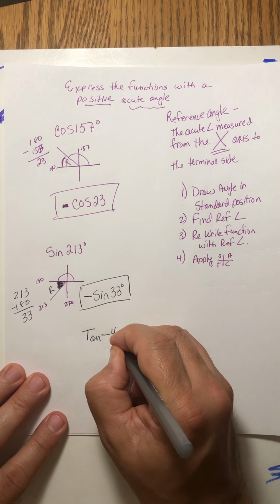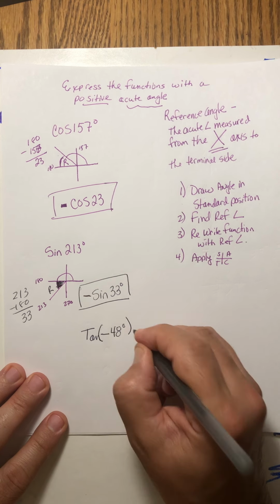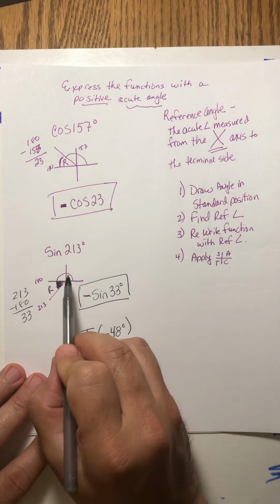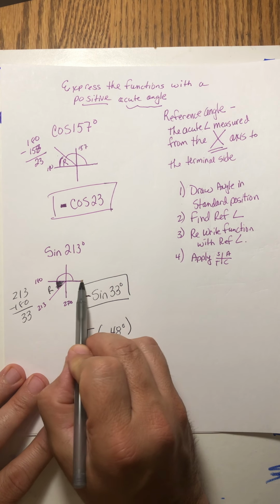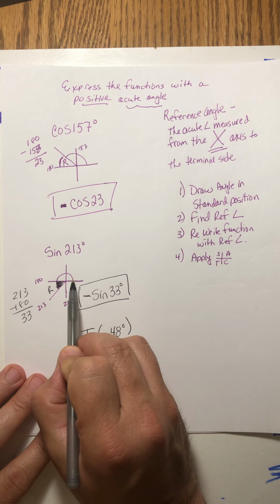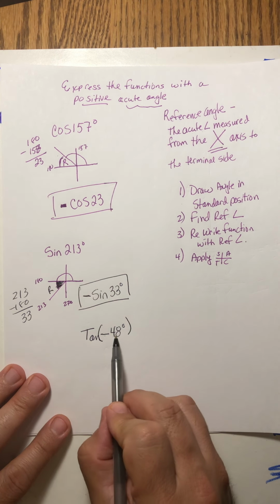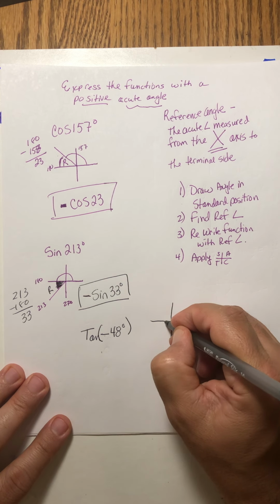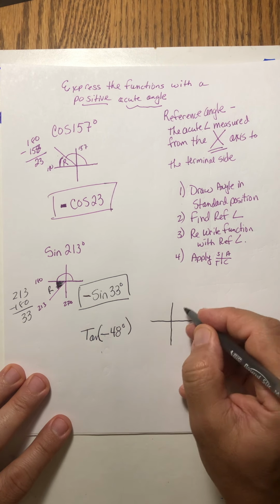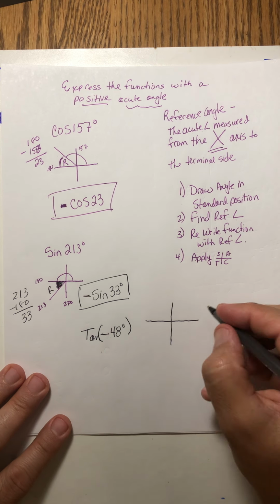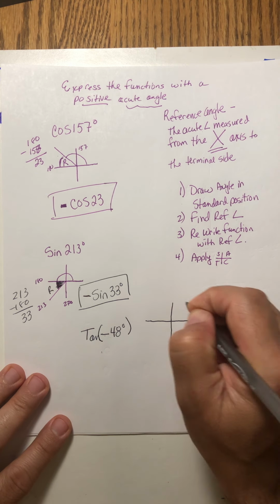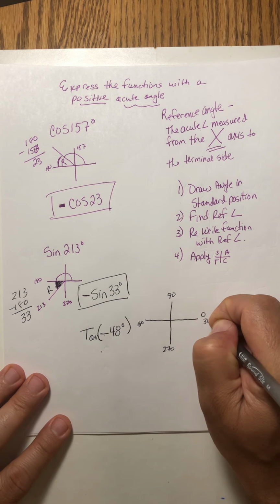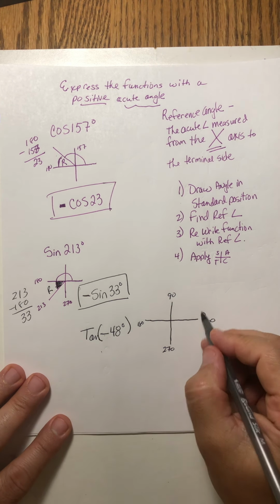All right, last one. Tan of negative 48 degrees. Uh-oh. Negative 48. What does that mean? Remember, positive angles we draw from the initial side, always counterclockwise. Negative angles, we're going to have to draw clockwise. So now, wait a minute, we've got to be smart here. This is 0, 90, 180, 270, this is 360. Where's negative? Well, all we do is go backwards.